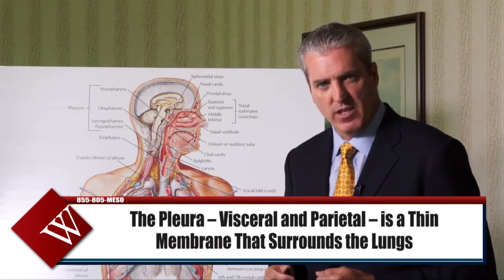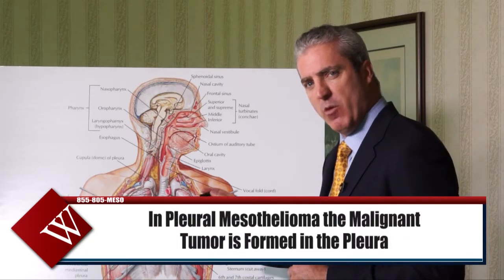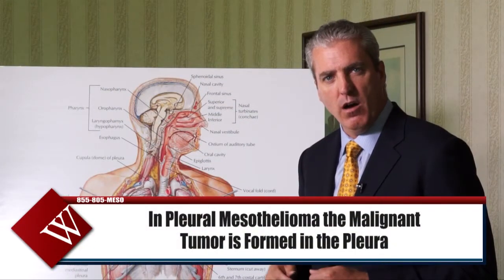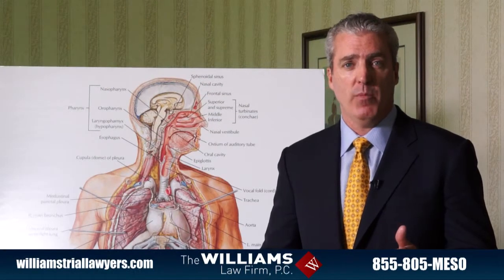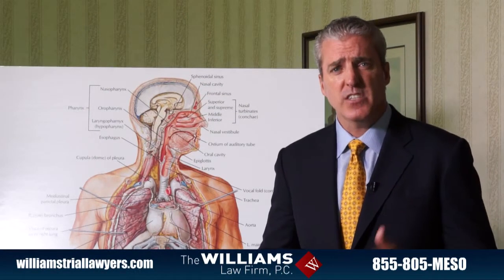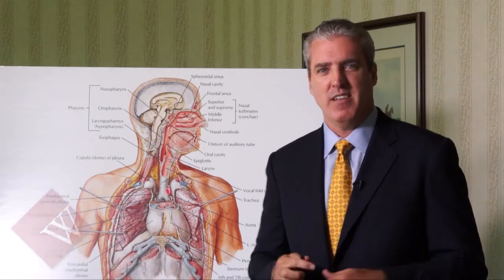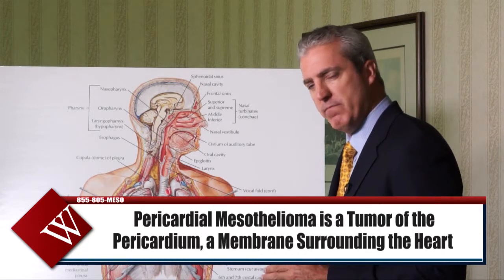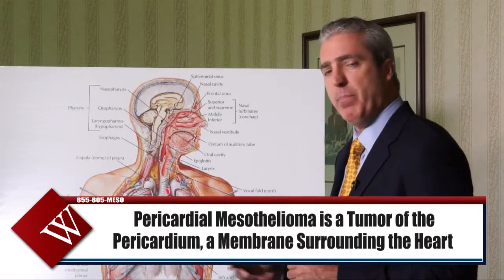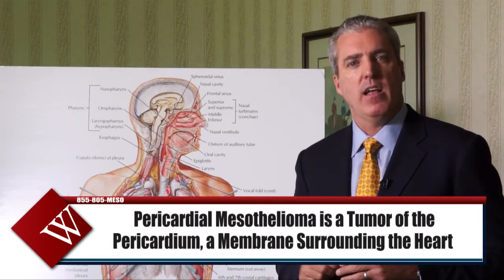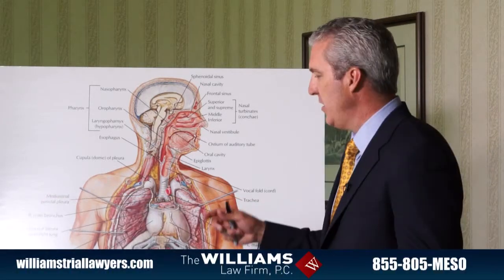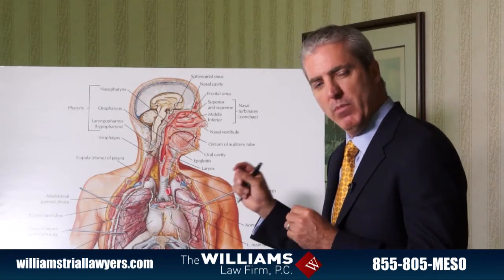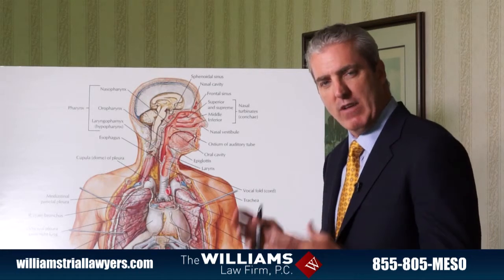And in pleural mesothelioma, the malignant mesothelioma tumor forms in this pleural space. It's actually a tumor of the pleura. The next type of mesothelioma that we should talk about is pericardial mesothelioma. And pericardial mesothelioma is actually a mesothelioma tumor of the pericardium. And the pericardium is a sac-like membrane that surrounds the heart. So just like we see in pleural mesothelioma, pericardial mesothelioma is a tumor, a malignant tumor of the sac that surrounds the heart.